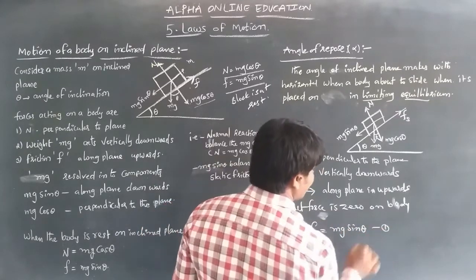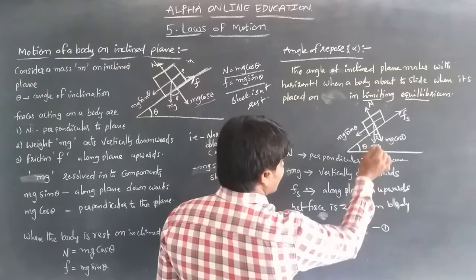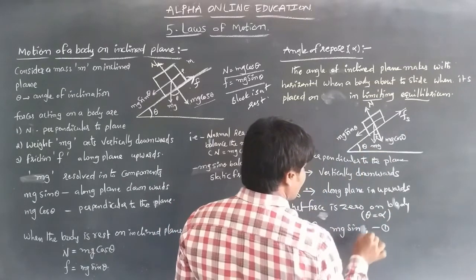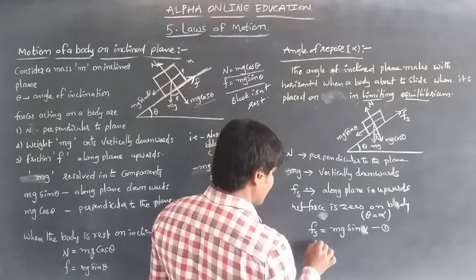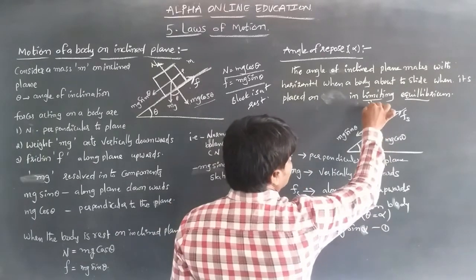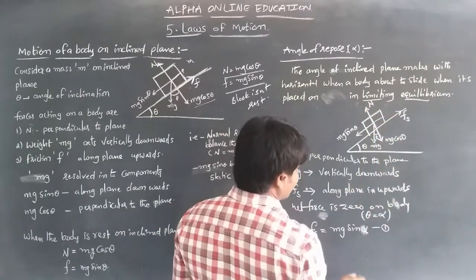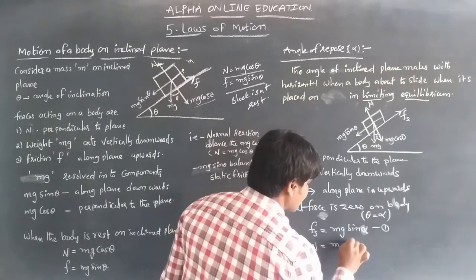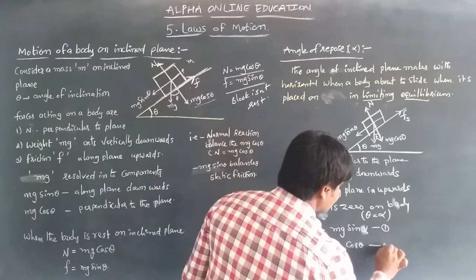Consider this equation number 1. Here the angle made by the plane, theta, is equal to alpha. Then the normal reaction is balanced by mg cos theta, so N is equal to mg cos theta. This is equation number 2.